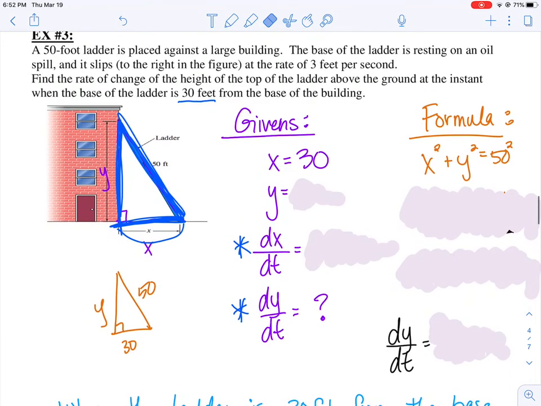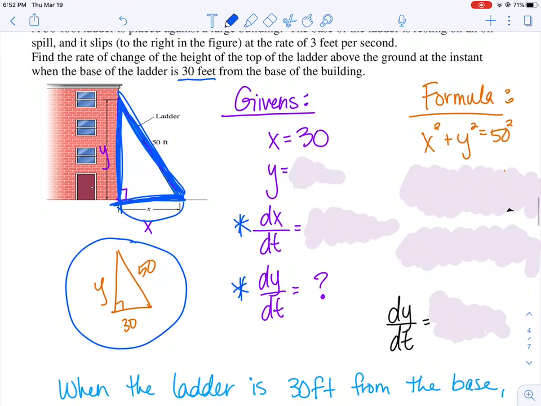Okay? So when X is 30, and the ladder is always going to be 50, and I have a right triangle here, because I'm going to assume the ground is flat and the building is straight up and down, how would I find Y? Well, can I use the Pythagorean theorem? We know that anytime we have a right triangle, we can say that a squared plus b squared equals c squared. So off to the side, I should be able to do 30 squared plus y squared equals 50 squared, and I should be able to figure out what y equals. At the exact moment that x is 30, I should be able to figure out that y is going to be 40.